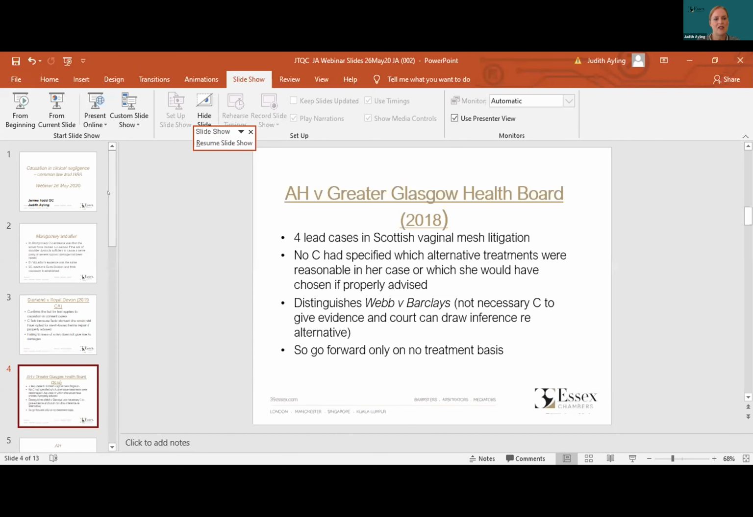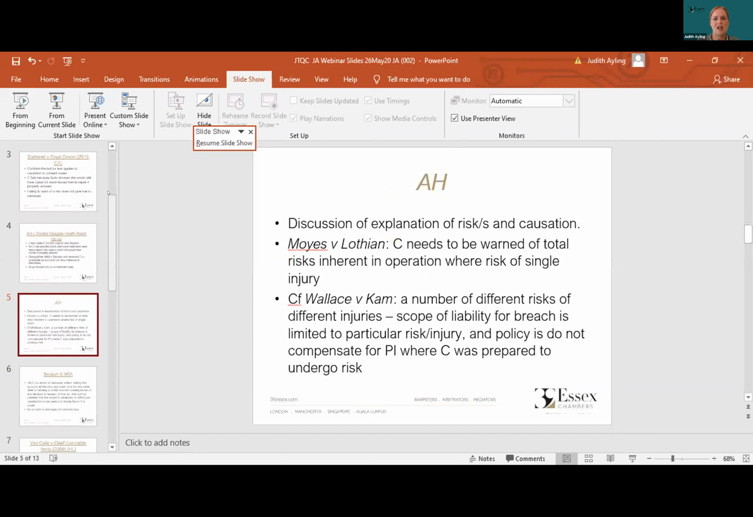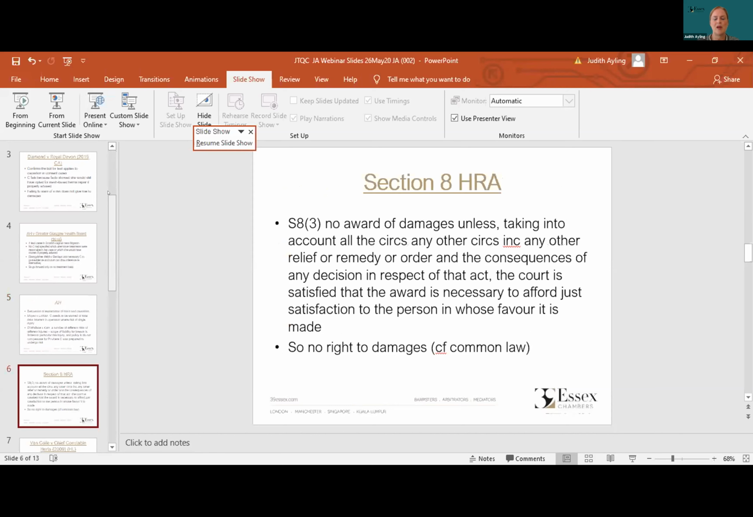So that's, I think, all I'm going to say about the Montgomery line of cases. I've set that out on the slides. So just to endorse the basic point, factual causation has to be pleaded, it has to be proved, and you have to prove that the risk that wasn't explained to you was a risk which eventuated.